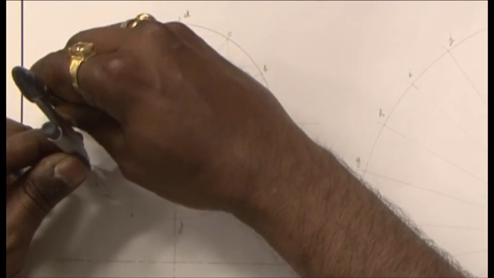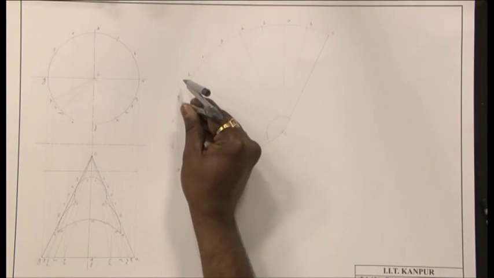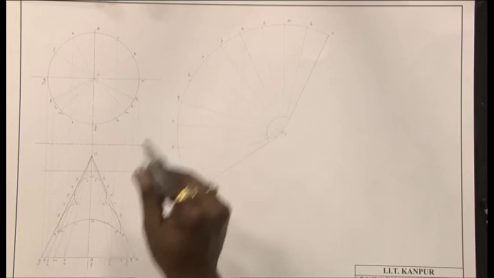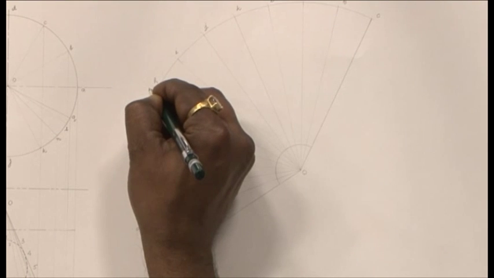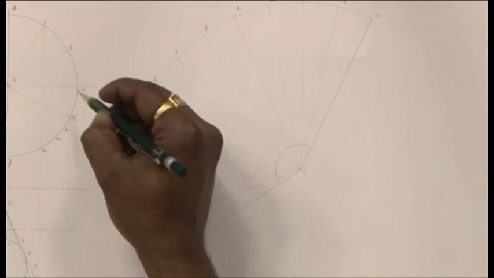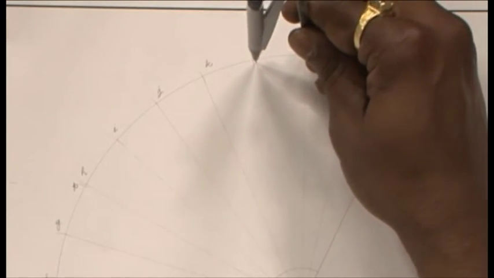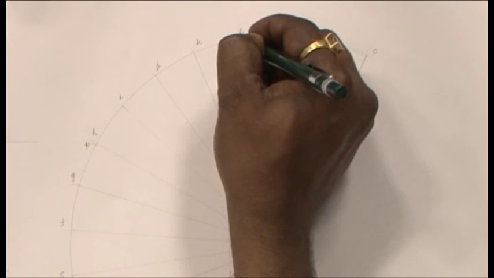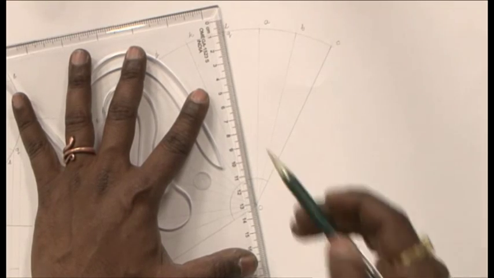So, I measure this arc, and from G towards H, okay, it's going to be very close to H. From G towards H, I make a cut and call this P. Okay, and likewise from A towards L, I make another cut of the same radius and call this Q. P and Q with the center.